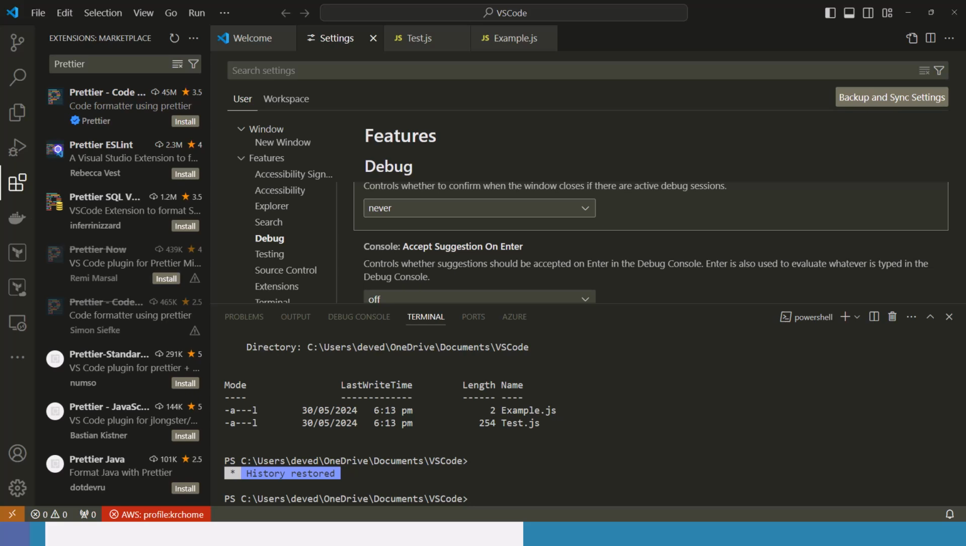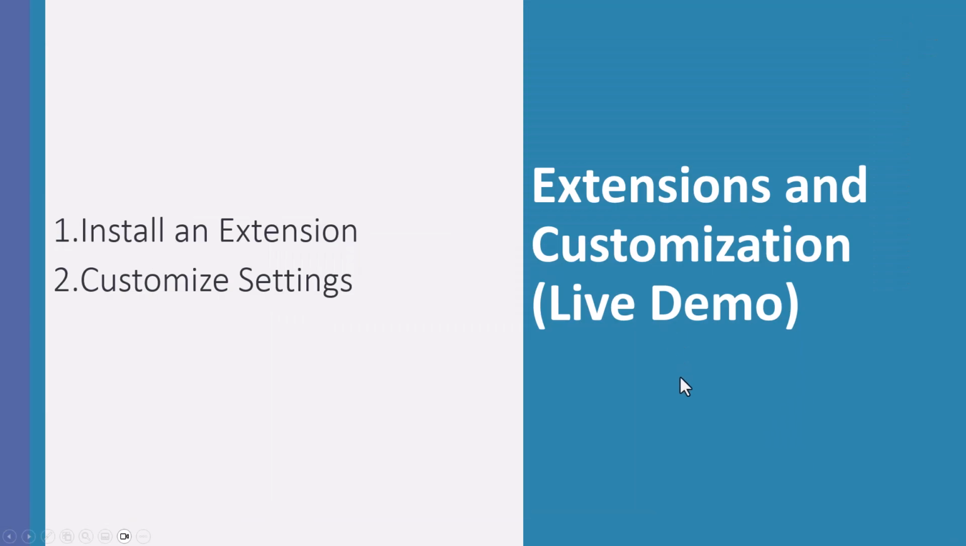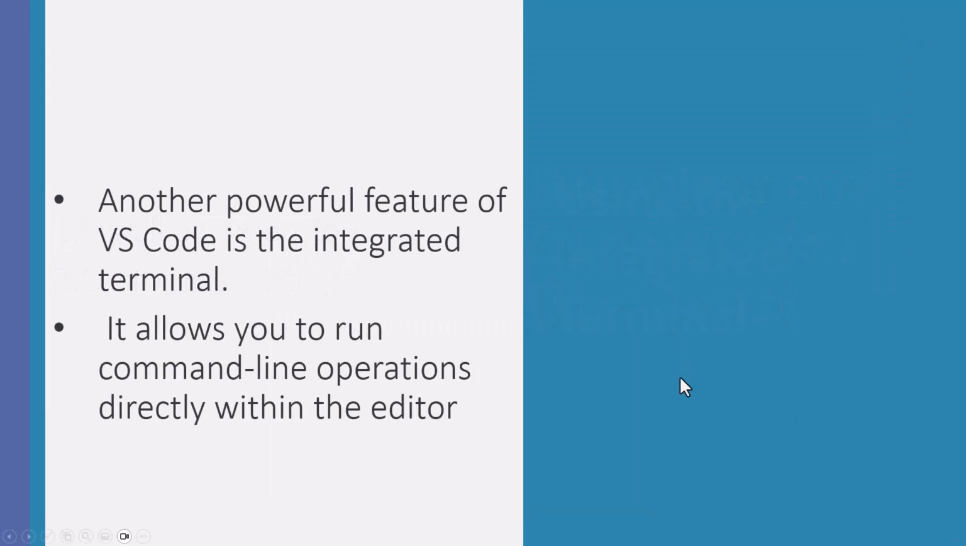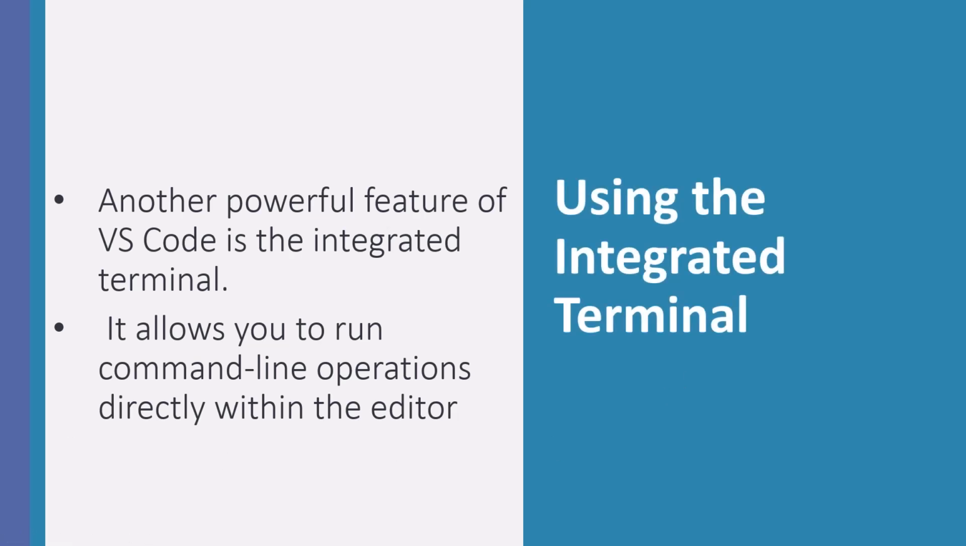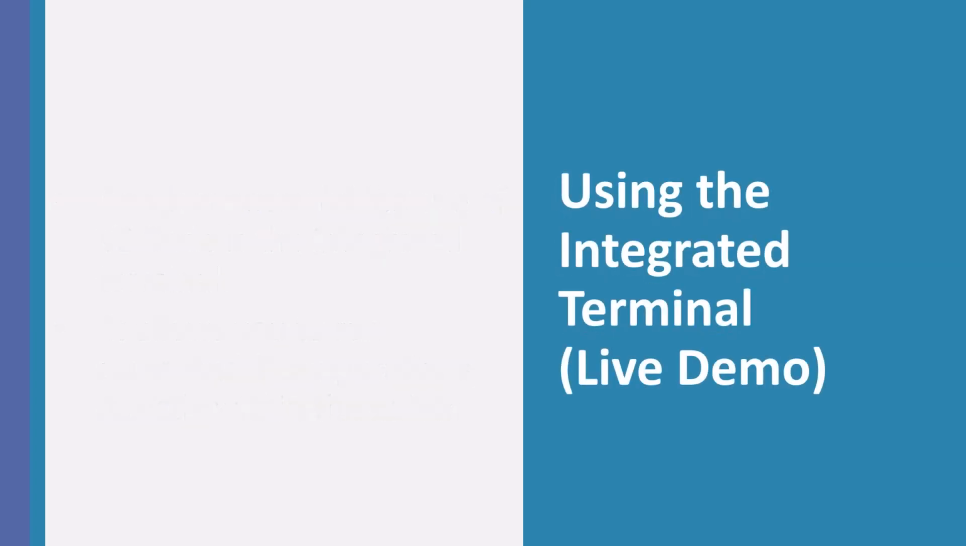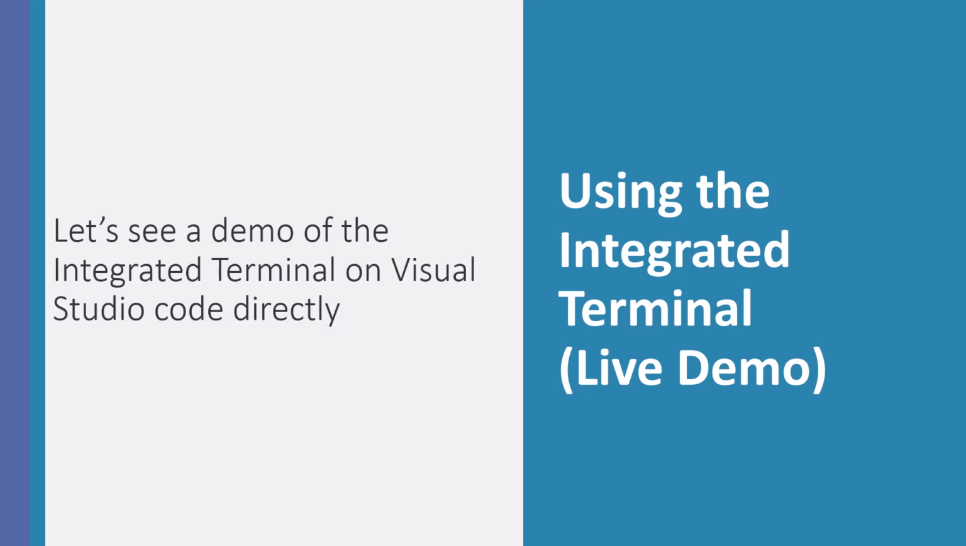Okay, and then next, we'll use the integrated terminal. The integrated terminal is another powerful feature of Visual Studio Code. It allows you to run command line operations directly within the editor. So now we'll get to a live demo of this integrated terminal. Accordingly, we'll switch over to Visual Studio Code.